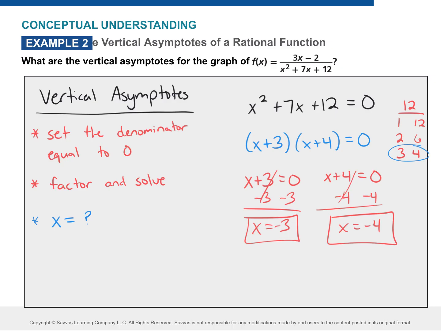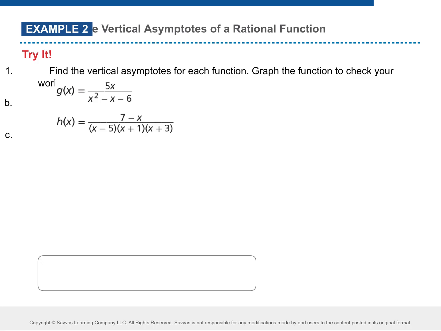So those two values right here, those are my vertical asymptotes. Depends. How do you know? Well, just like we did before, whatever the degree is, that's how many solutions you're going to have for vertical asymptotes. So when you put x equals blank, then you'll write that. So on your example 2a, we are finding the vertical asymptotes.